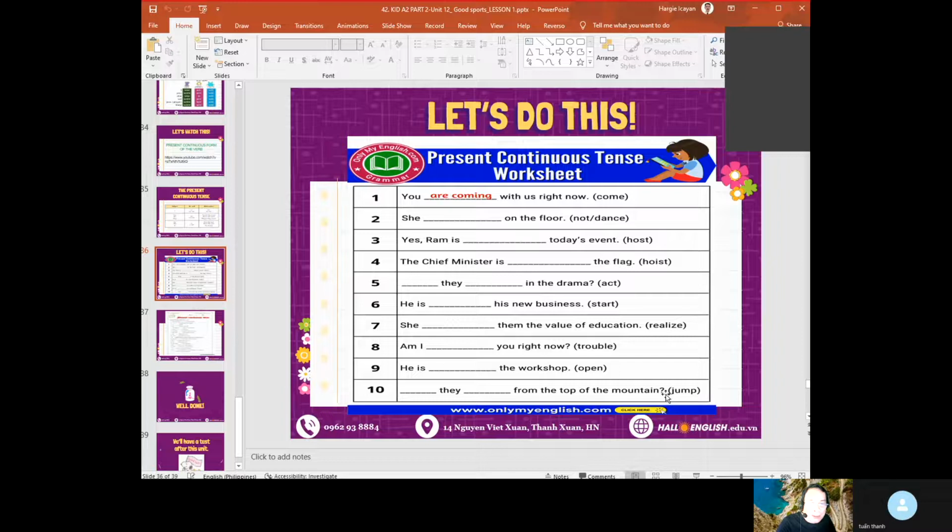Again, this one is a question mark. And then we need to do the present continuous form of the verb. So what are we going to say? Are they jumping from the top of the mountain? Very good. Since this one is a question mark, emphasize the question mark. Okay, so can you do it, V?